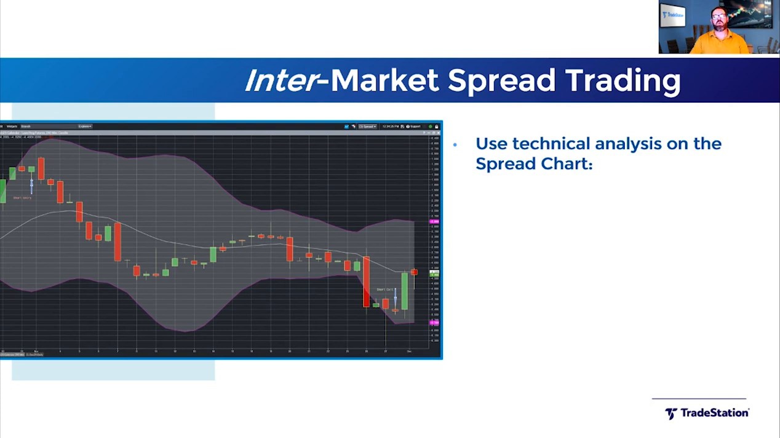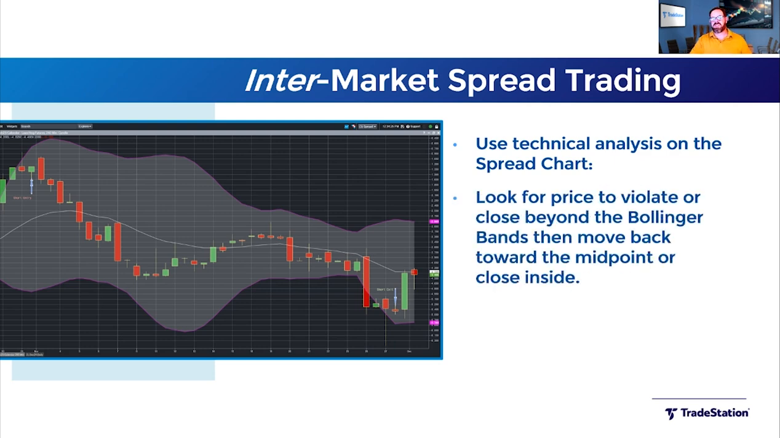Now, we do this more with intermarket spread trading. We need to find two co-integrated securities. They're related. They might be correlated as well, but they're definitely co-integrated, very related. And we're trading the spread. So the way we do this is with technical analysis on the spread chart itself. That's the best way to do it. Really, I guess that's pretty much it.